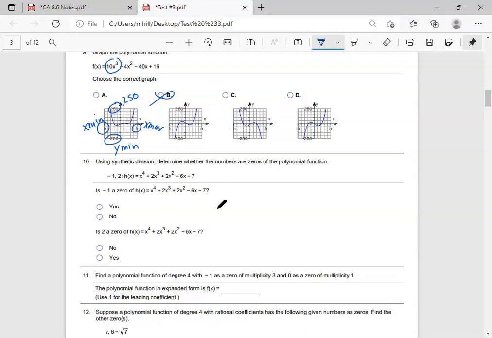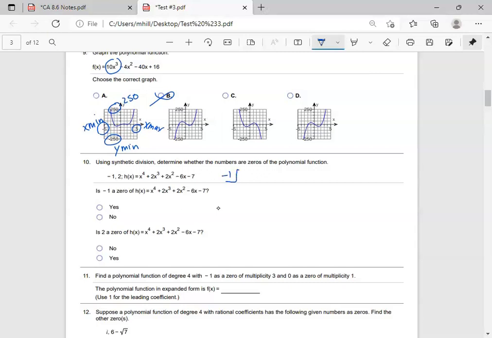If -1 and 2 are zeros of this function, when you plug them in, what's the answer? 0. So one option would be to go to your graphing calculator and go Y equals and type in x to the fourth plus 2x to the third plus 2, all that stuff. Then look at your table and see if across from -1 is a 0 and across from 2 is 0. If they are zeros, okay, so that's one way to do this. Another way is to do what they're telling you to do, use synthetic division.